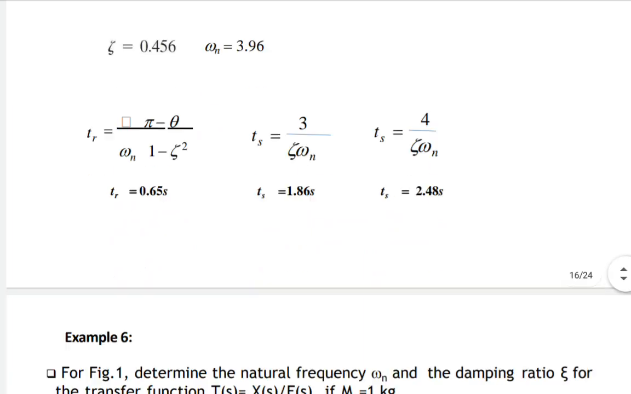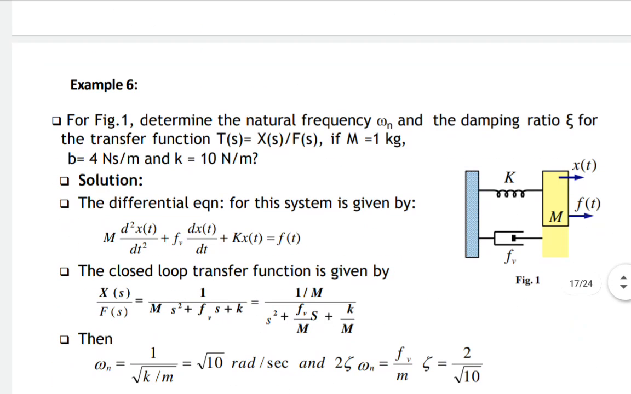Okay. Now another example. For figure 1, determine the natural frequency ωn and the damping ratio ξ for the transfer function T(s) = X(s)/F(s), if mass m is equal to 1 kg, b, that is the damping constant, is equal to 4 Newton second per meter, and k, the spring constant, is 10 Newton per meter.